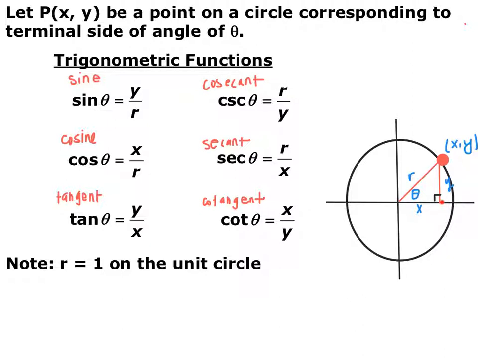So then the sine of this angle is y over r. The cosine of this angle is the ratio x over r. Tangent is y over x. Cotangent is the inverse of that, so x over y. Secant is the inverse of cosine, so r over x, and cosecant is the inverse of sine, so r over y. If you're on the unit circle, then all of your radii would be 1.